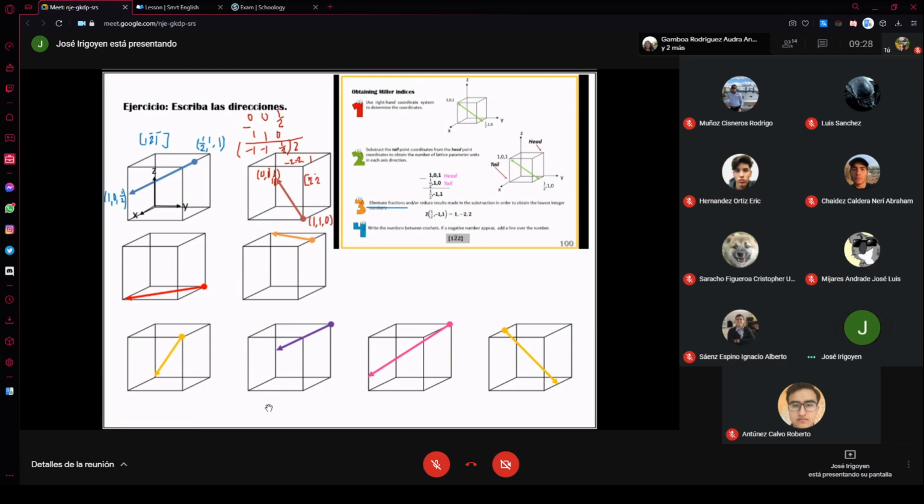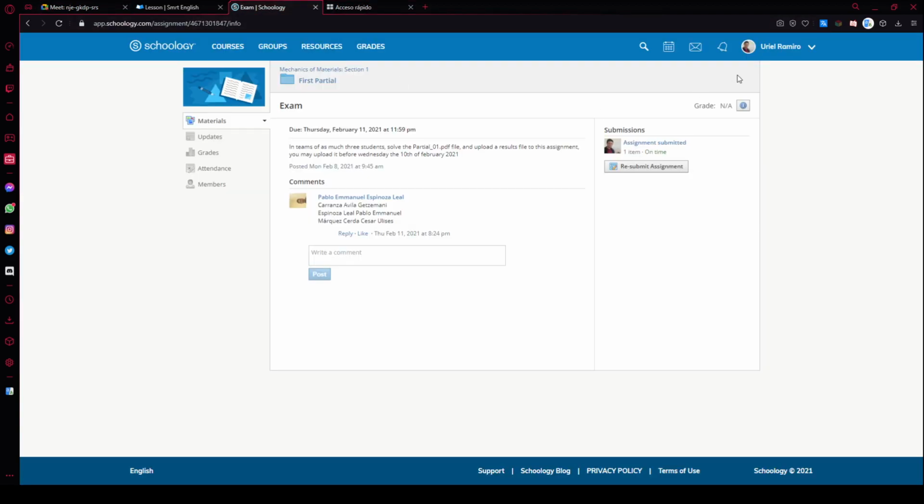Try to write the examples, please, because it's going to be in an assignment in Schoology, right? All these 8 exercises. Very well. Let's continue with the red one, this one. The Miller indexes, please, for the tail and the head.